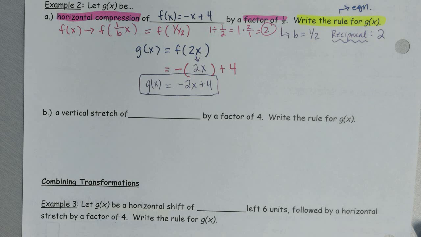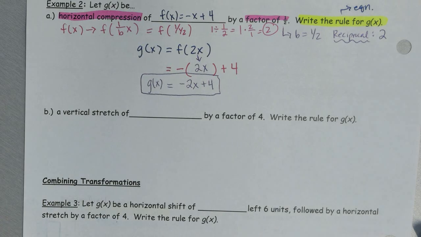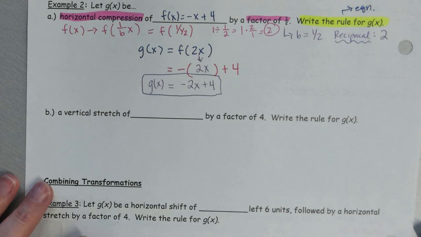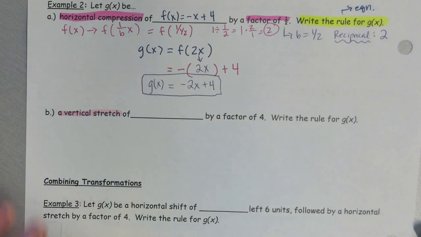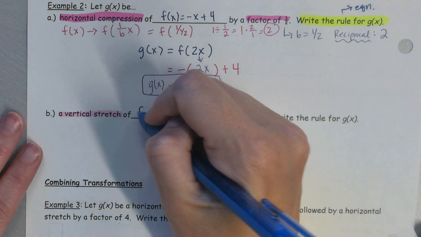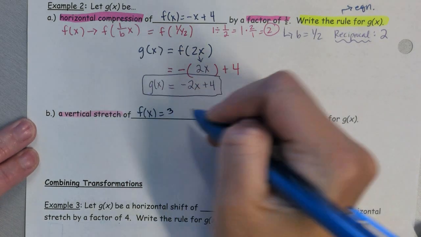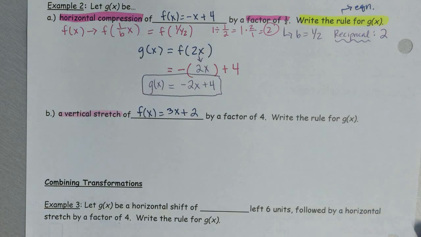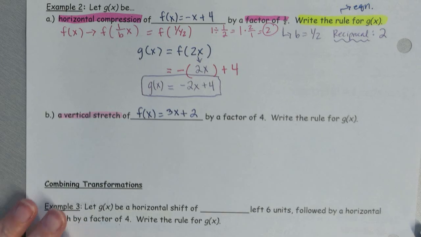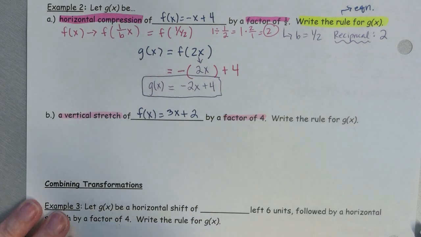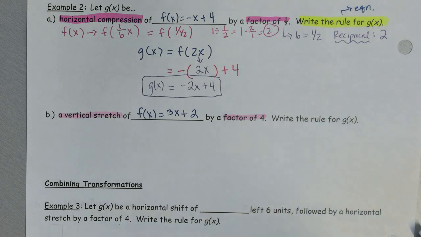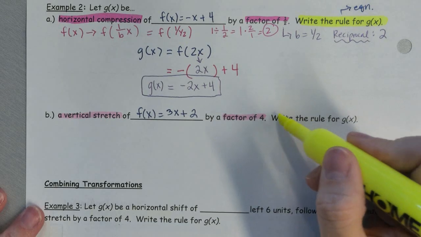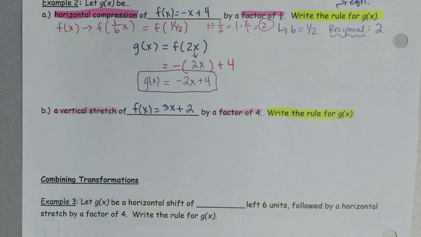Yes. So for this one, we're going to be doing a vertical stretch of, and for this one, we're going to use f of x equals 3x plus 2. So I just wanted to give you guys a variety of different equations. And that's by a factor of 4. And then again, we're writing that rule for g of x. Alright, so I want you guys to try this one. Start by writing the rule.